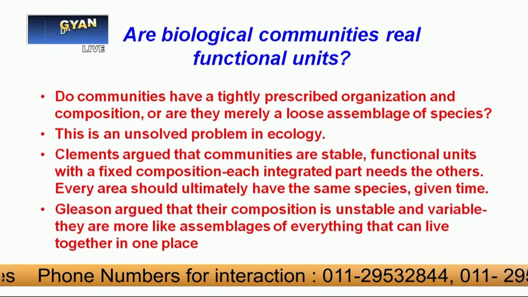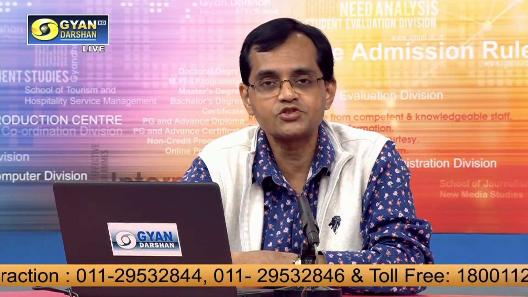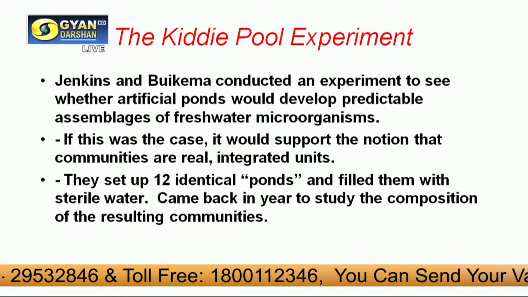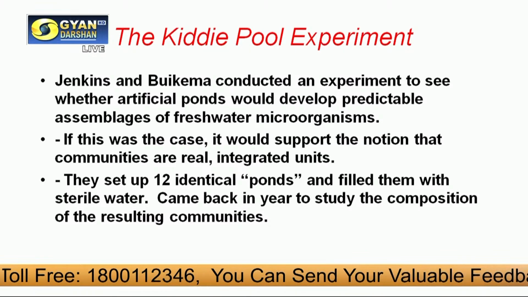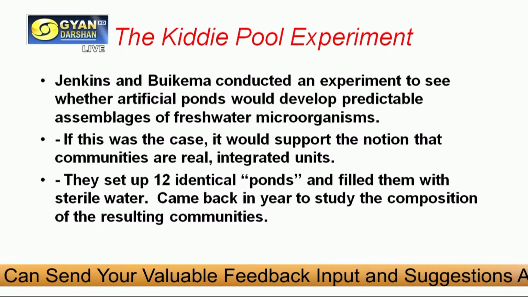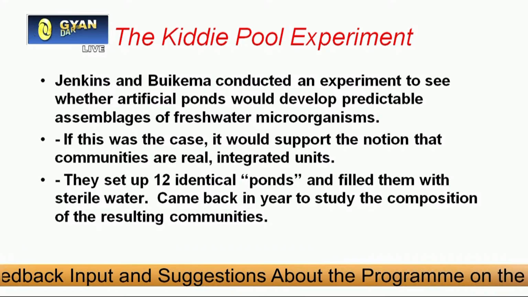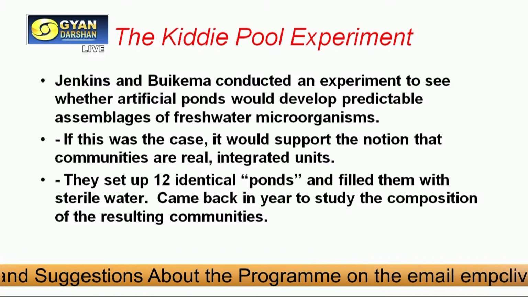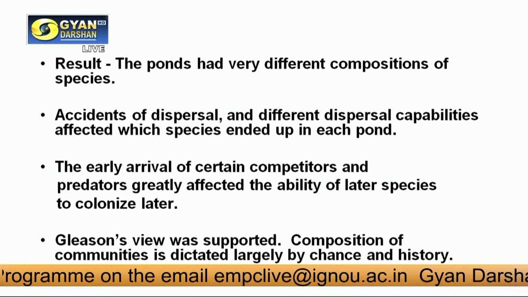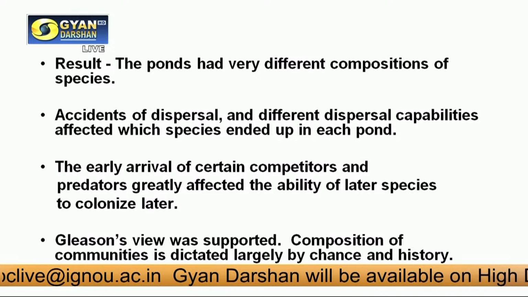So there is this dispute, and in order to solve this dispute, one experiment was conducted which is called the kiddie pool experiment. It's a very simple experiment. Jenkins and Bikema conducted an experiment to see whether artificial ponds would develop predictable assemblage or random assemblage. What did they do? They set up 12 identical ponds filled with sterile water. Came back in a year to study the composition of resulting communities. What was the result? The ponds had very different composition of species.